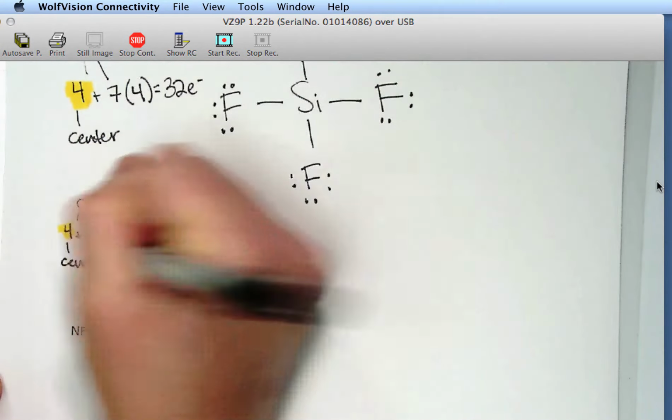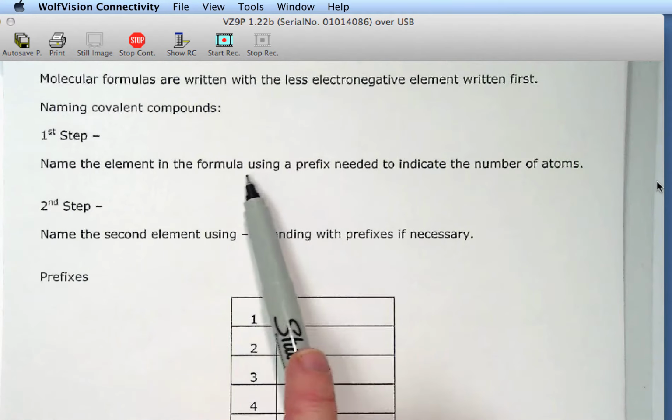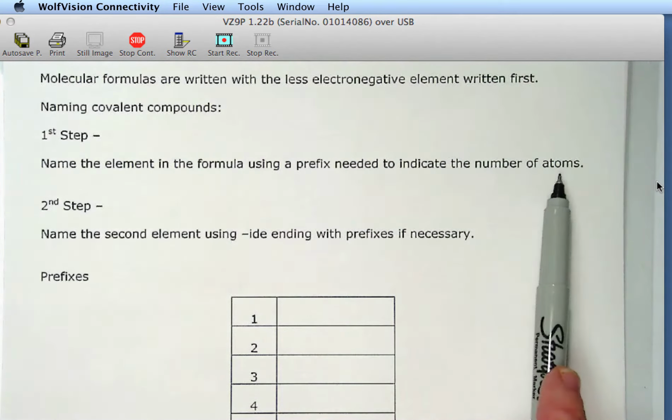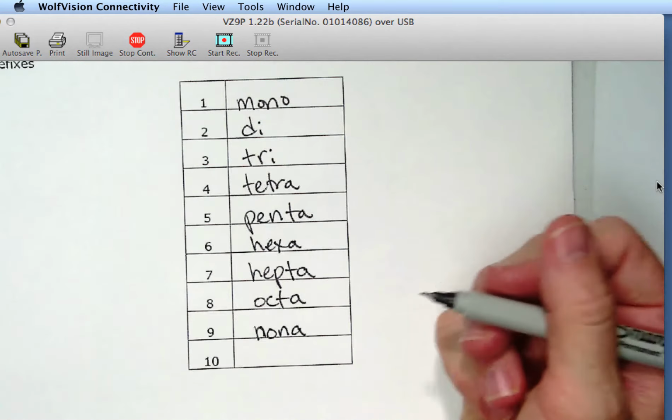So the first step in naming covalent compounds is to name the element in the formula using a prefix needed to indicate the number of atoms. So the prefixes are here. 1 is mono, 2 is di, 3 is tri, 4 is tetra, 5 is penta, 6 is hexa, 7 is hepta, 8 is octa, 9 is nona, 10 is deca. Good.